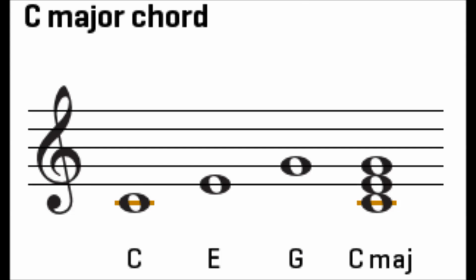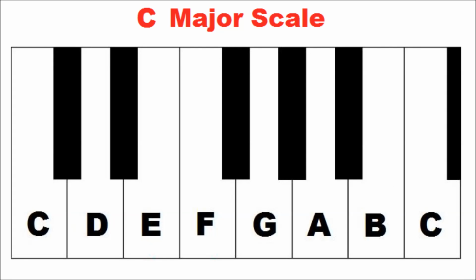How did we come up with this? It's based on the C major scale, which consists of the notes C, D, E, F, G, A, B, C. In this scale, C is the root, D is the second, E is the third, F is the fourth, and so on. You can choose any note in this scale and build a triad. All you have to do is play a note, skip a key, play a note, and skip a key.